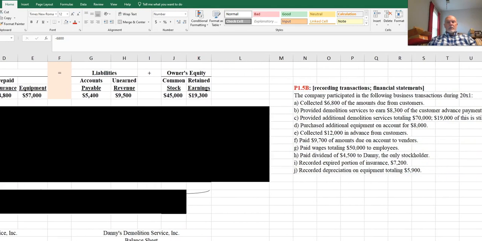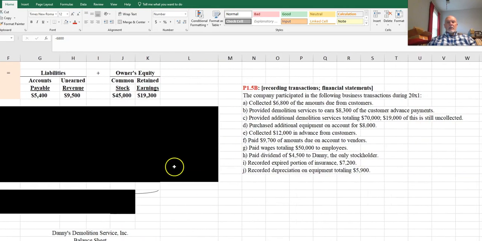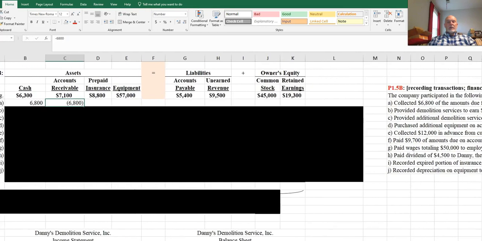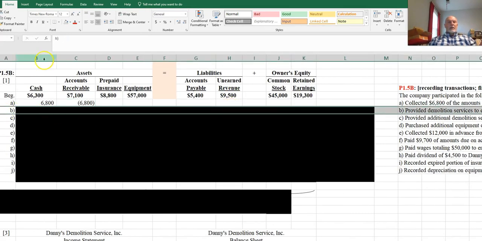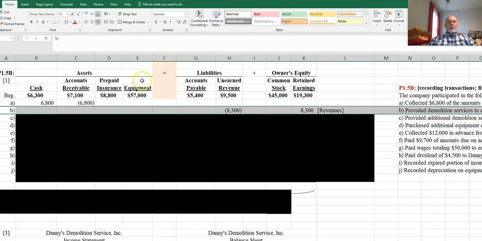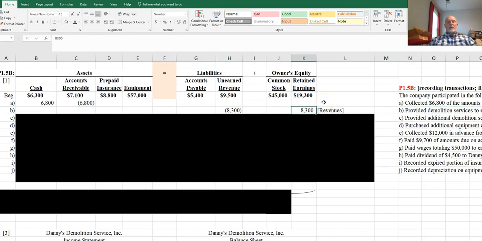The next one is we provided demolition services. So we're a demolition company, and we provided demolition services to earn $8,300 of the customer advance payments. Well, that was the unearned revenue. The customers had paid us in advance. Now we're doing the work, so that's going to decrease our liability to them, and that $8,300 has now been earned, so we're going to move it over here and add it under retained earnings.